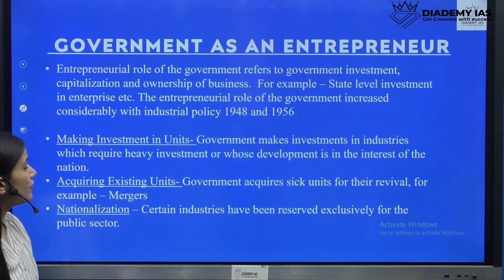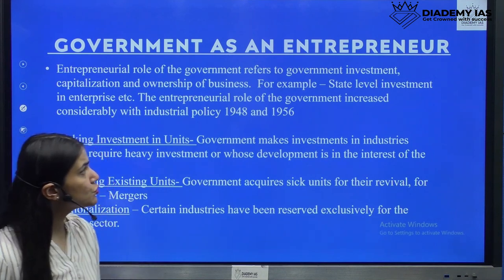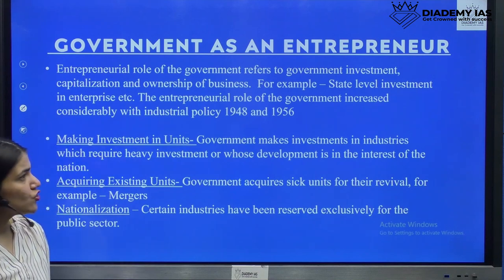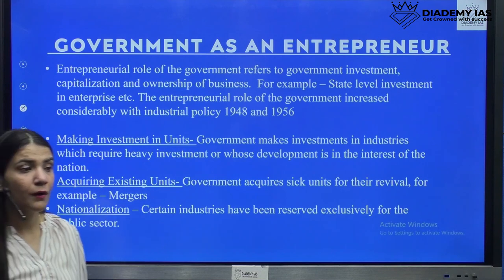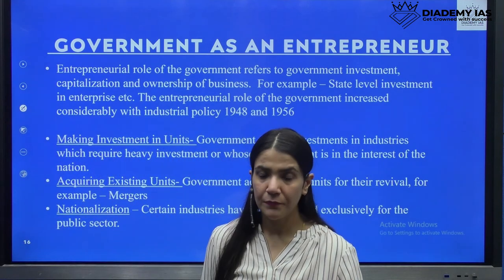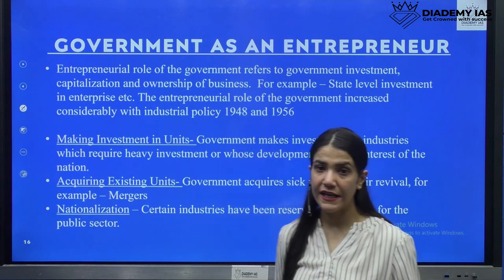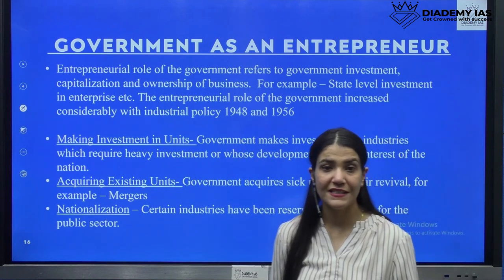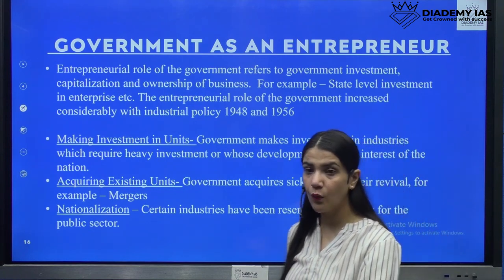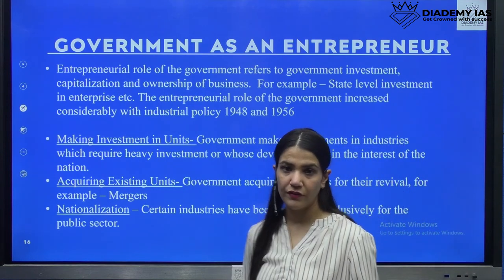Now, if you come back to the slide, students, the entrepreneur role of the government refers to government investment, capitalization, and ownership of the business, right? So government here, I would say, acts as a savior for any business organization that requires any kind of investment, capitalization, or any kind of help, or a way to promote itself, right?